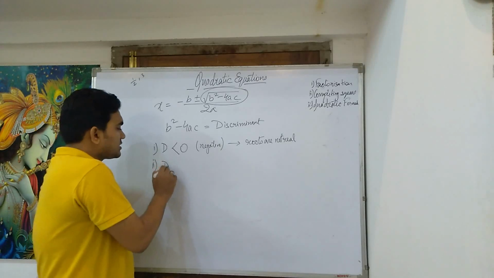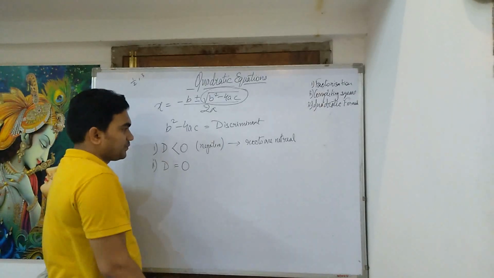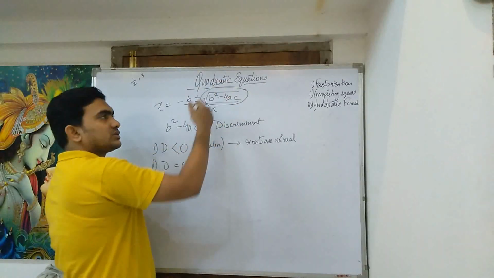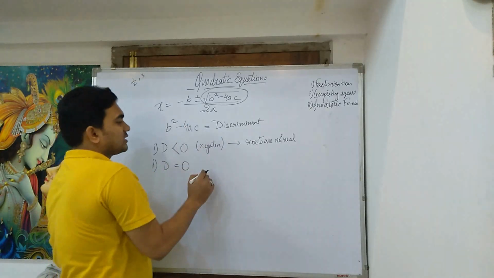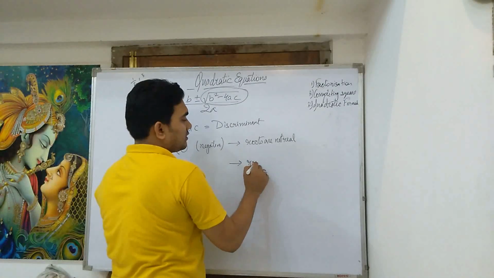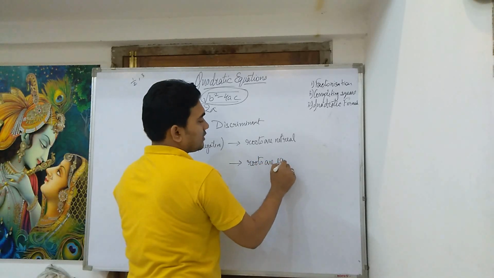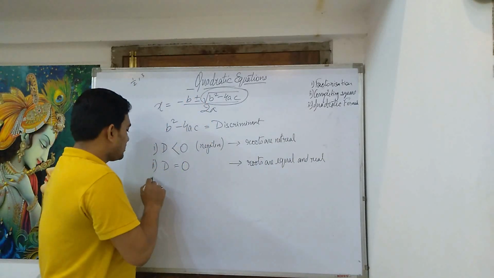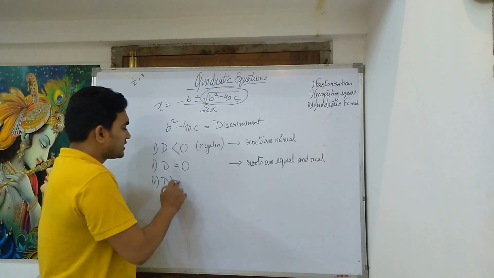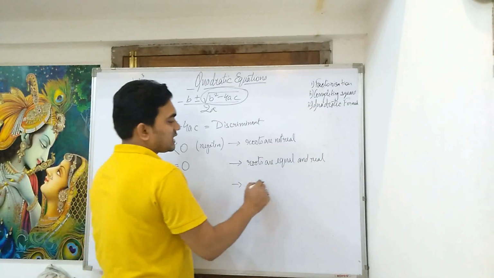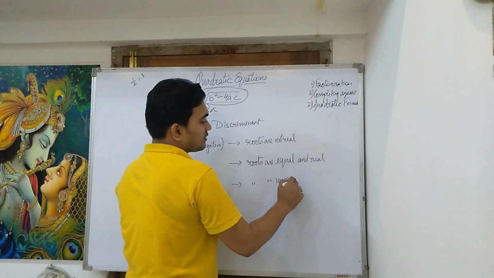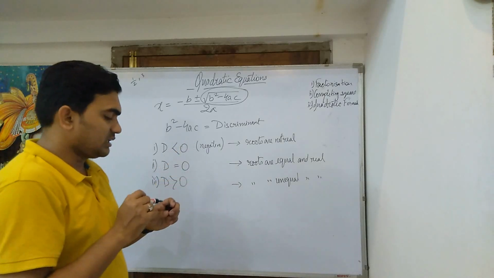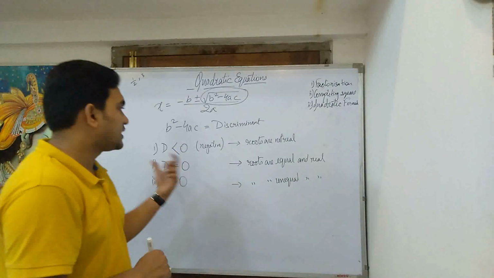The second case is if D equals 0. If D equals 0, then this plus minus root term goes away. We are left with only minus b by twice a. So in that case, the roots are equal and real. And the third case, if D is greater than 0, then the roots are unequal and real.